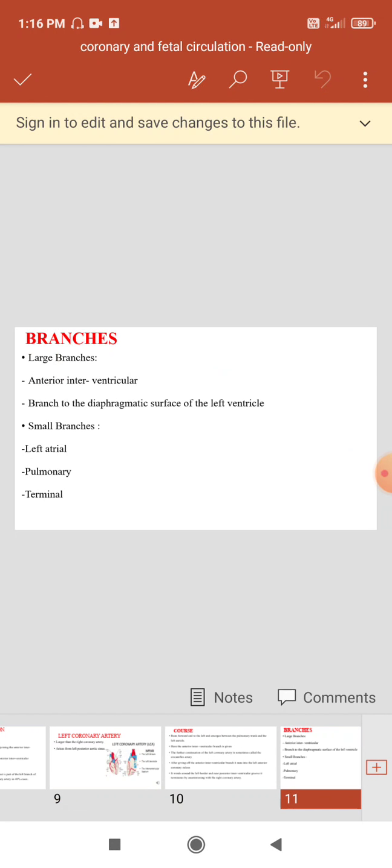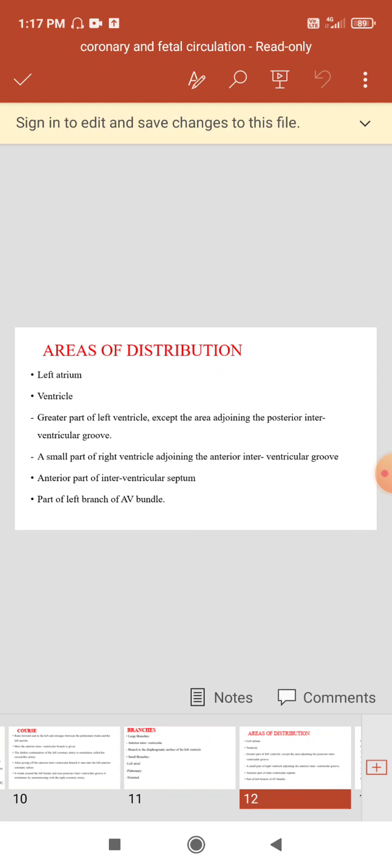About its branches, there are large branches and smaller branches. The large branches are the anterior interventricular branch and a branch to the diaphragmatic surface of the left ventricle, and the smaller branches are the left atrial, pulmonary and terminal. Then the areas of distribution: left atrium, left ventricle, the greater part of the left ventricle except the area adjoining the posterior interventricular groove, a smaller part of the right ventricle adjoining the anterior interventricular groove, the anterior part of the interventricular septum, and part of the left branch of the AV bundle.